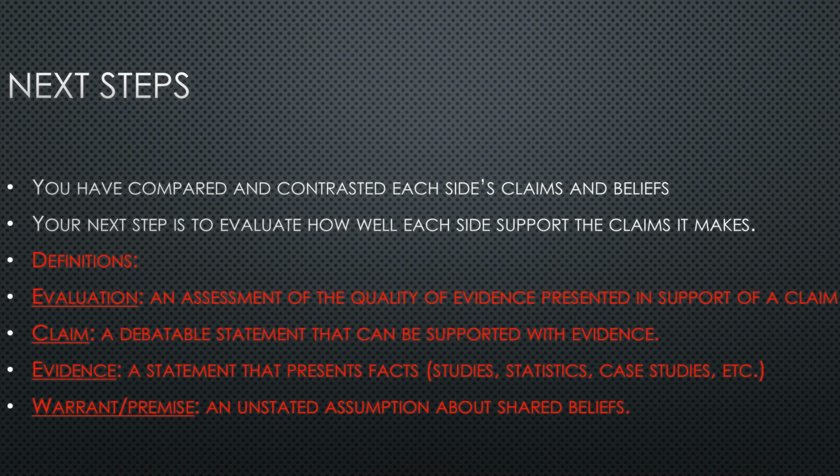The last one is a warrant and a premise, and this one can be a bit tricky to understand. But if I were to give an example here, let's say someone says, so and so is a bad teacher because he plays games instead of teaching in class. So in this sense, this is kind of an unspoken assumption that good teachers interact with the class. You're not necessarily saying that, but you're giving the assumption that your readers share the same belief as you. Okay? So that is a warrant.